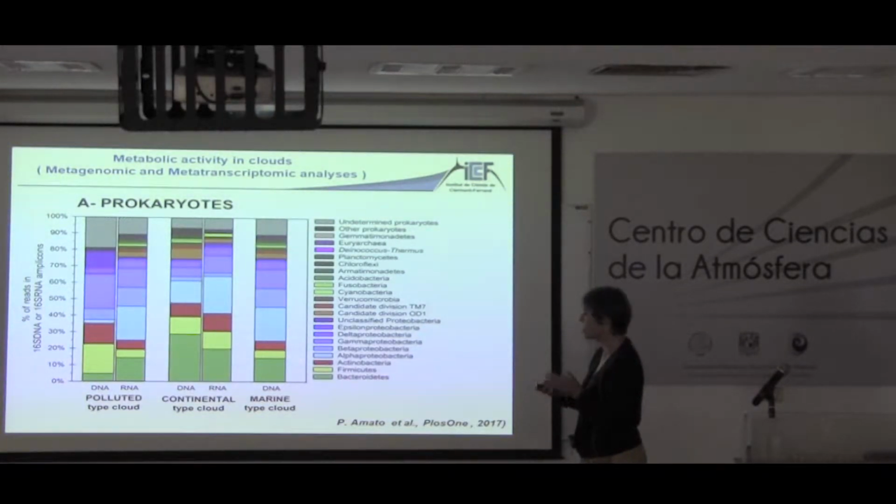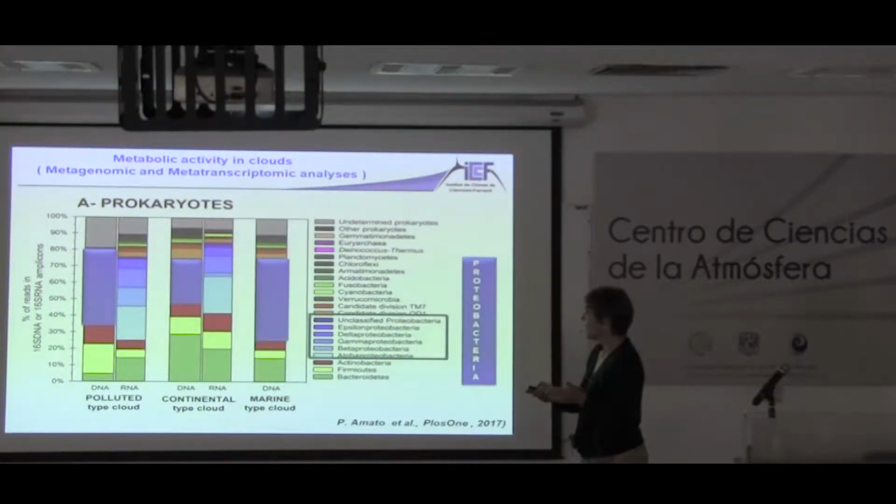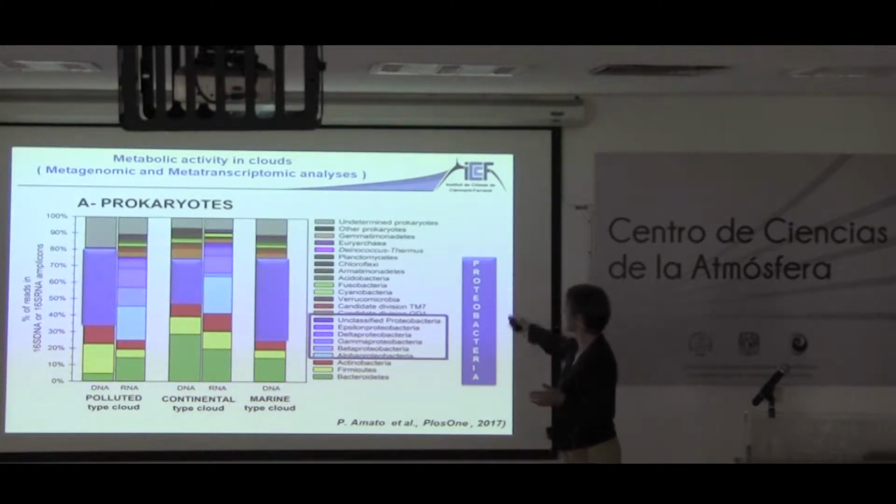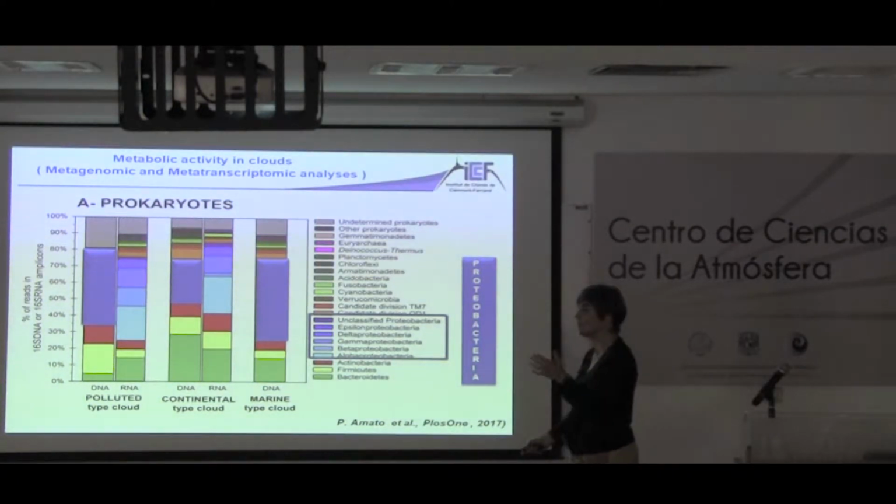What you can see, and I'm not going into detail, just to remind you of what I said before, is that the main groups which are there are again proteobacteria. These are the bacteria we were finding by culture. So they are the same ones that are very important in clouds, whether you look at all the bacteria present or only the ones that you can culture.